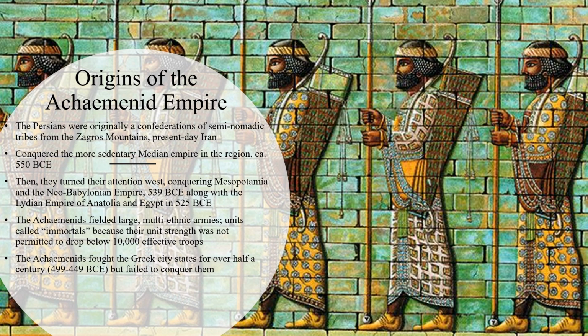The Achaemenids fought the Greek city-states for over half a century, from about 499 to 449 BCE, but they failed to conquer all of the Greek city-states, at least in Greece. They did conquer some of the Greek colonies in Anatolia and what is now Turkey.